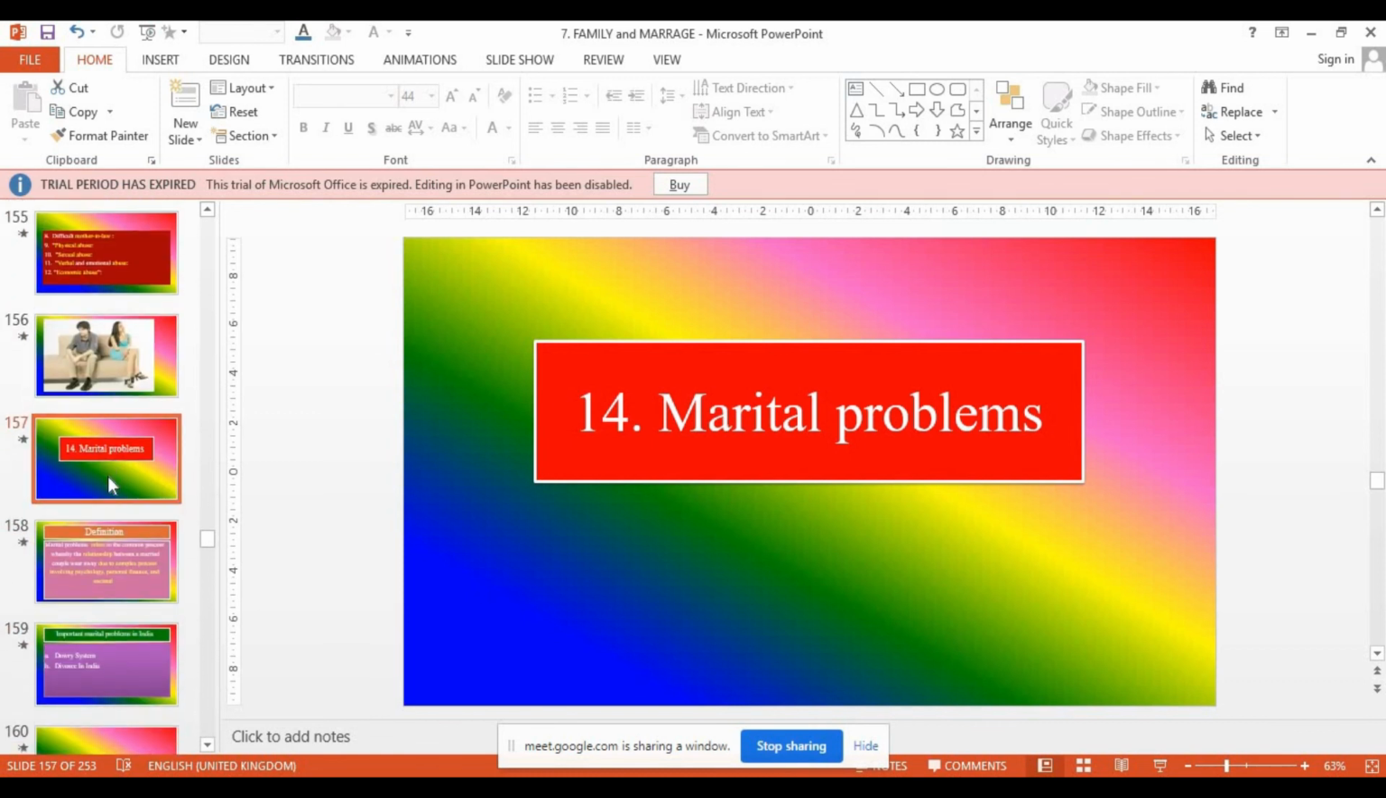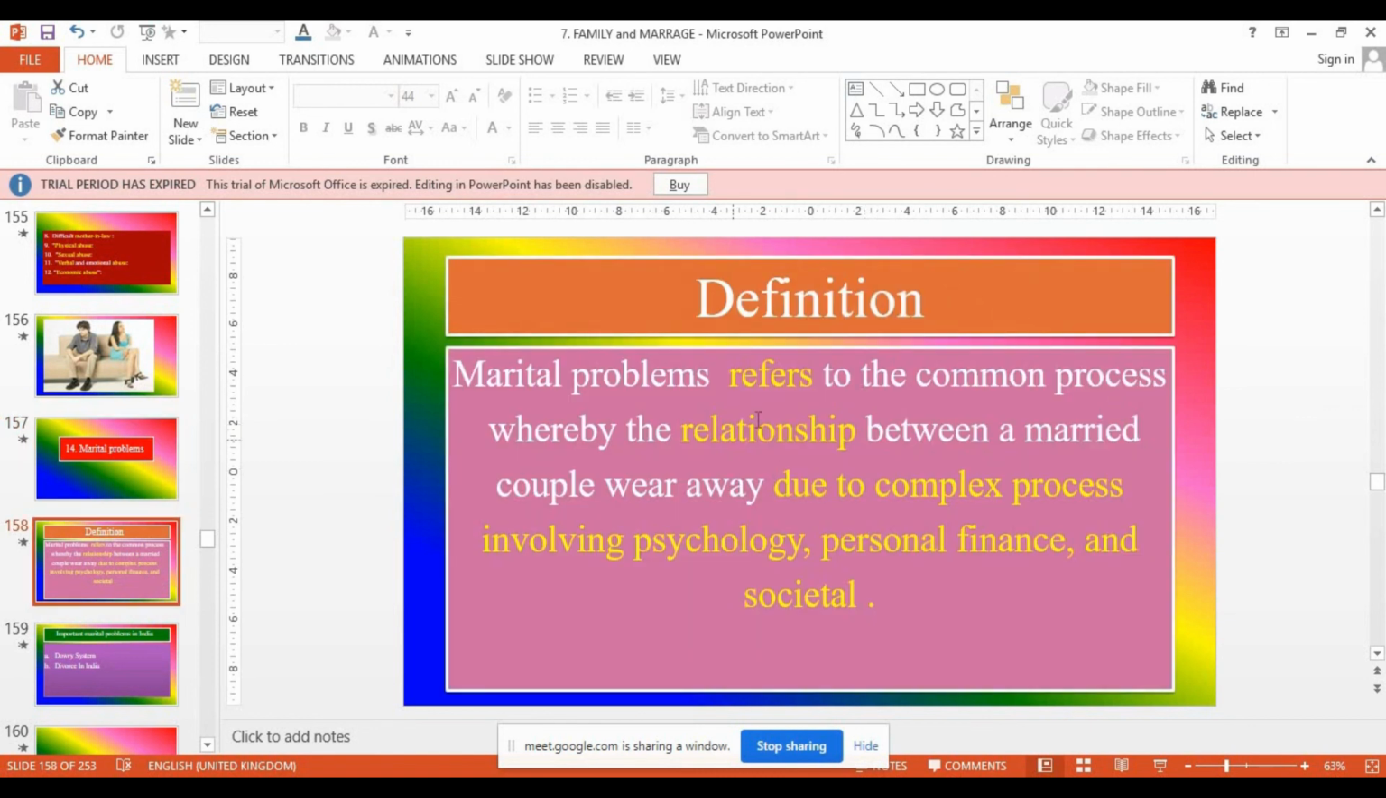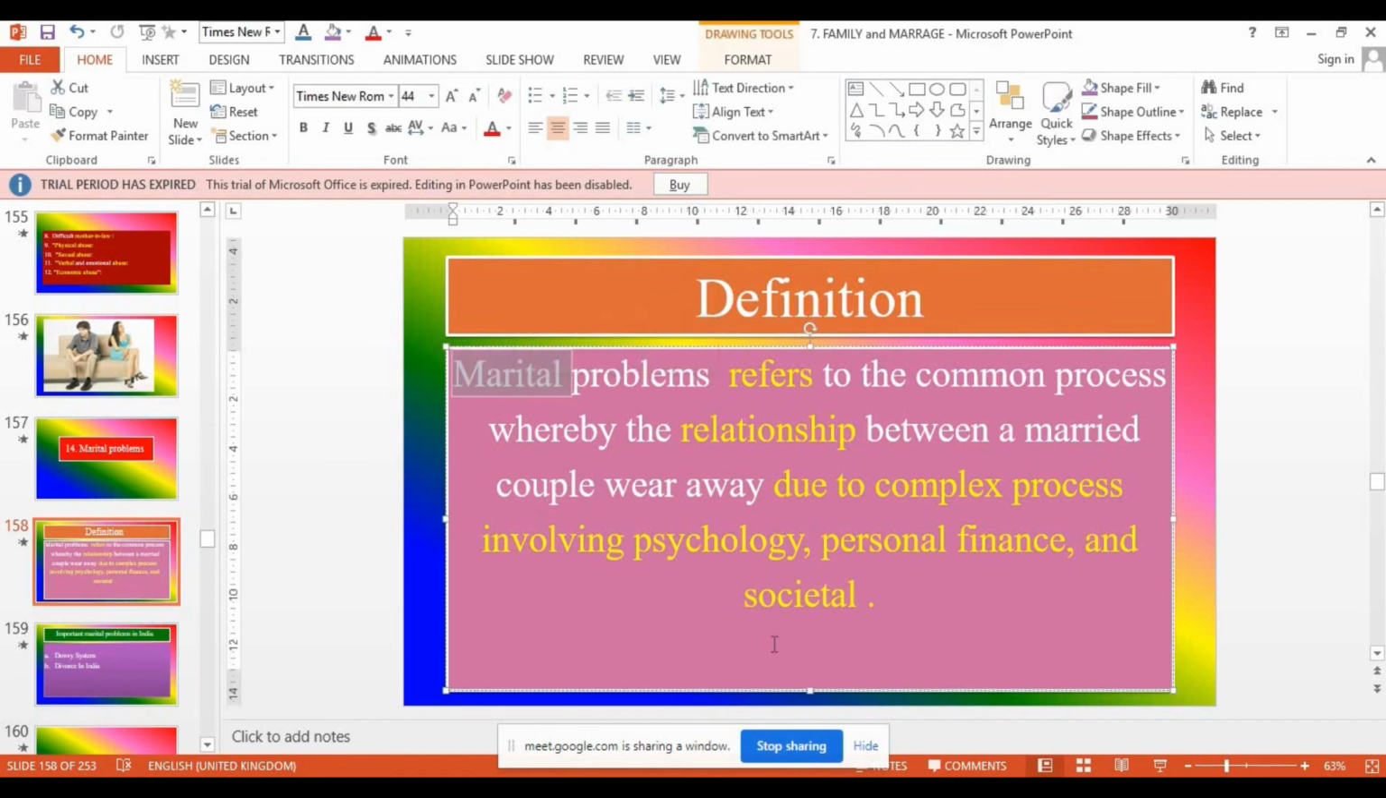Okay. Next, marital problems. Definition: marital problem refers to relationship difficulty due to a complex process involving psychological, personal, financial, and societal factors. Marital means marriage. What are the problems? Psychological, financial, and societal. It is a complex process.